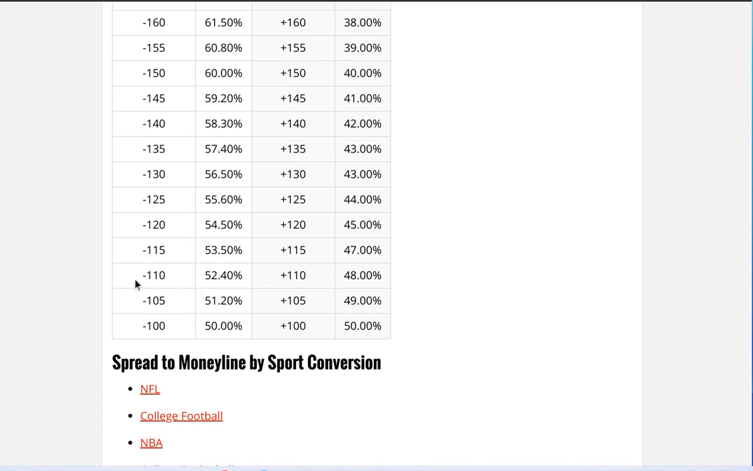So the number that we're all familiar with is minus 110. And beside that, you see this number, 52.4%. What that means is if you average minus 110 wagers, which is the common amount of juice you pay on a spread line, you have to hit 52.4% of your wagers to break even. In order to turn a profit, you probably need to be closer to 55%, assuming you're averaging minus 110 juice on all your wagers. And if you don't know this already, 55% in sports betting is an extremely, extremely difficult number to obtain.